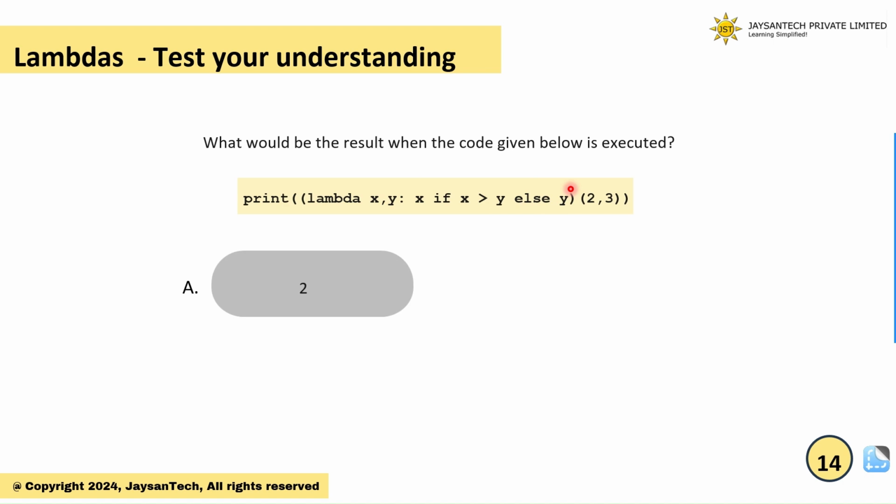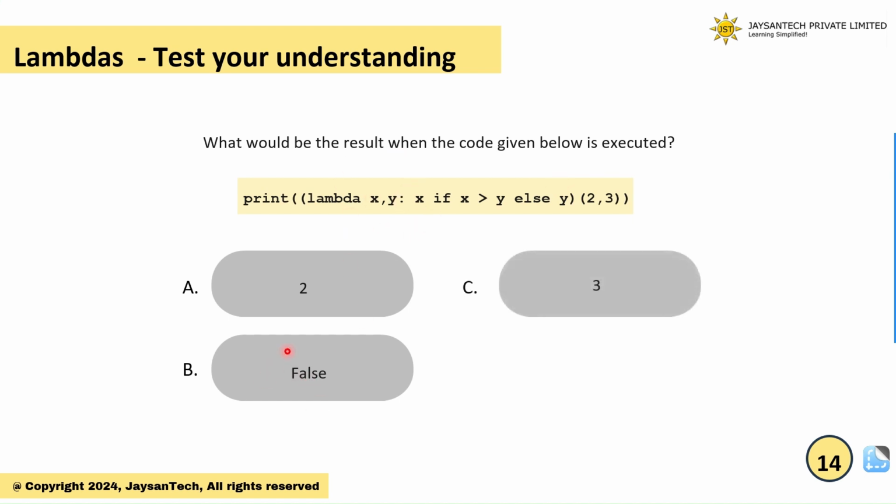So 2, will it be the answer? No, definitely not. False? No, this is returning the actual argument. So true or false is out of the question. 3, yes, it will return 3, it is returning the greater of the 2 numbers. There is no syntax error in this code. So C is the correct answer.